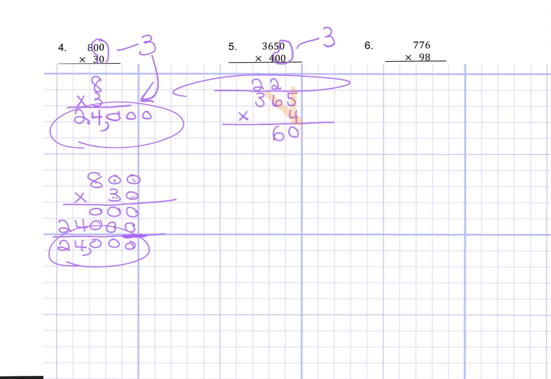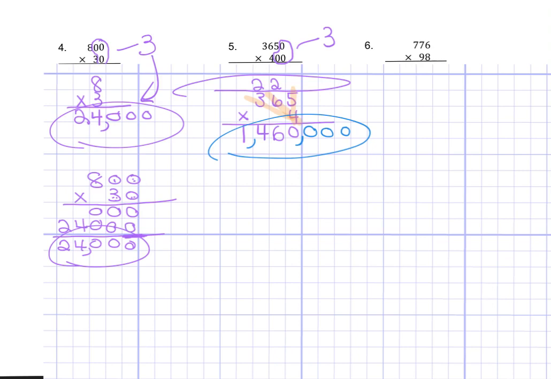And then 4 times 3 is 12 plus 2 is 14. Then I have to add back in the 3 zeros, and then I put commas in, and I actually get 1,460,000. All right.